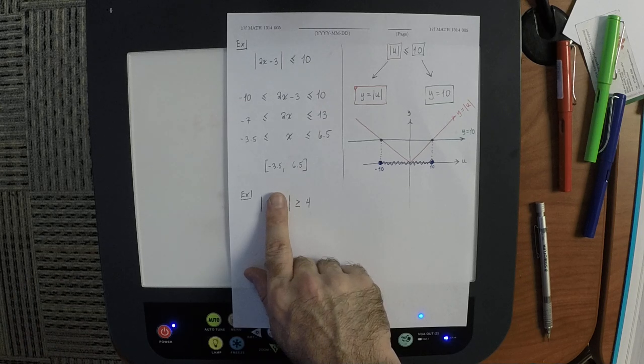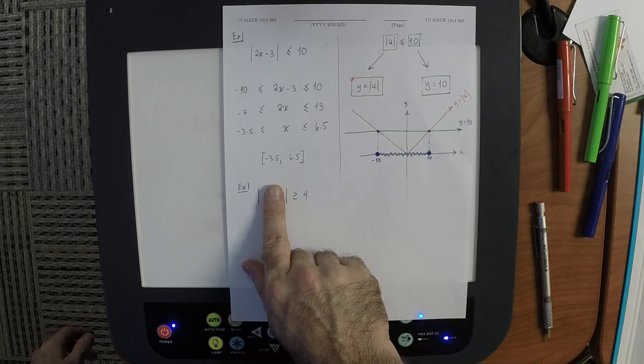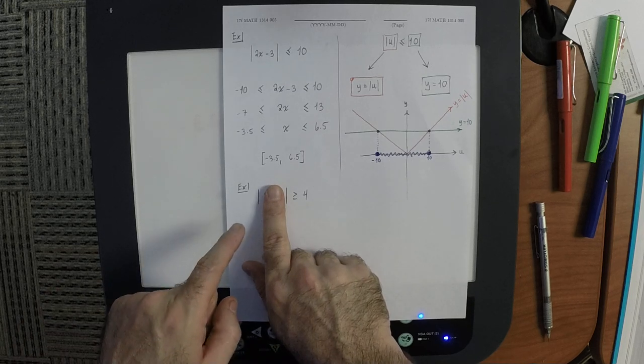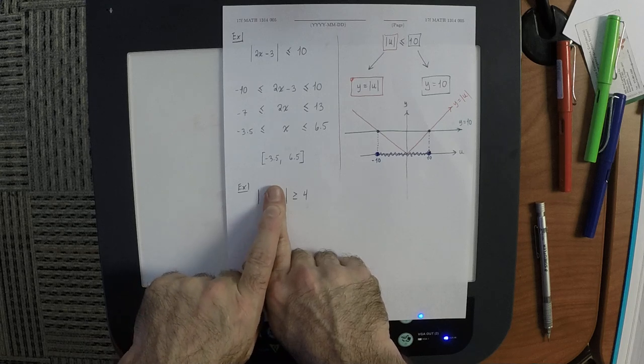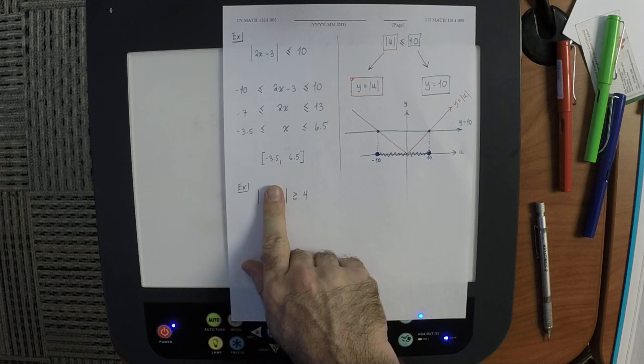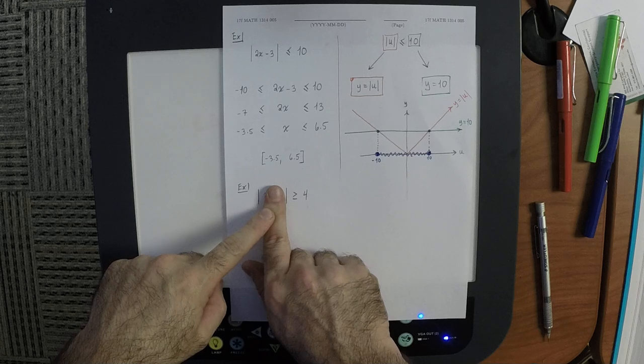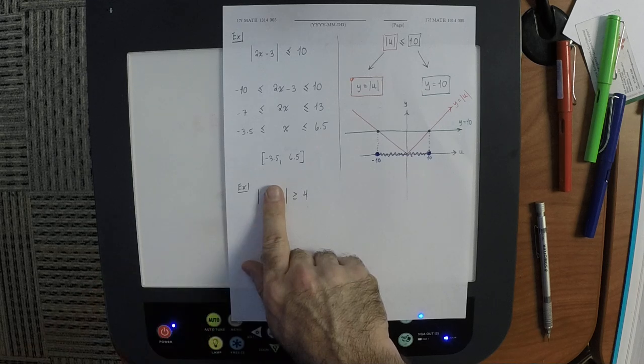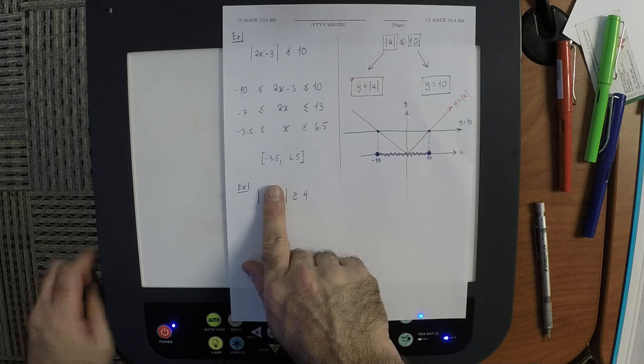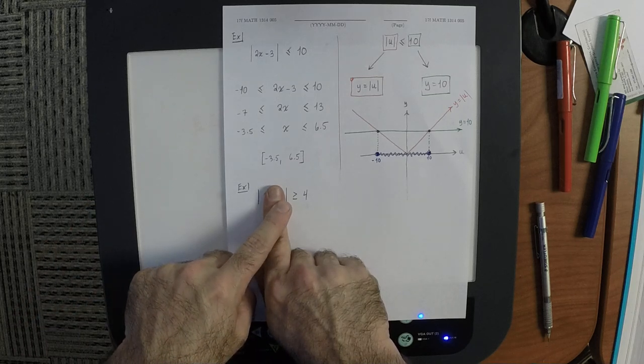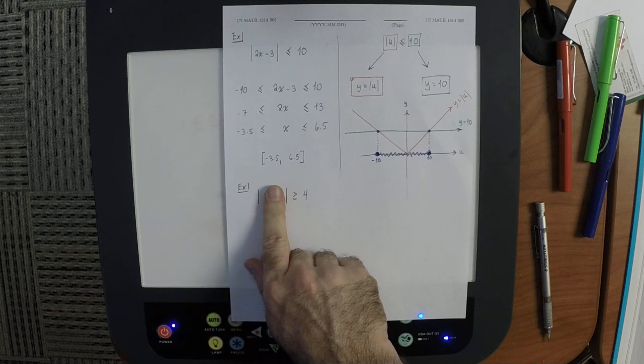But that's not the full story. What else could also work? Negative 4 would work, wouldn't it? Because if you plugged in negative 4, then the absolute value would switch it back to positive, and then the inequality would be true. But if negative 4 works, then negative 5 works for the same reason. So to make this true, you need to either plug in something greater than or equal to 4 or less than or equal to negative 4.